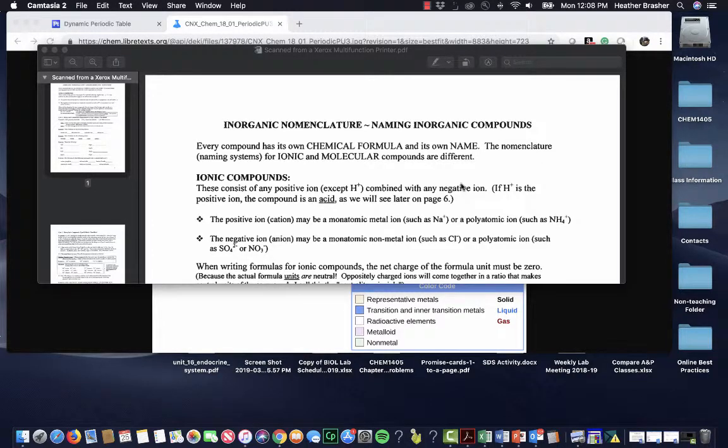Hi guys. So I am going to talk about naming, and I'm going to divide this into several different videos. This is the first one that I'm going to be doing. It's over chemical formulas, specifically on ionic compounds. All ions except for hydrogen. Hydrogen is actually going to be put into naming of acids later in chapter 6.